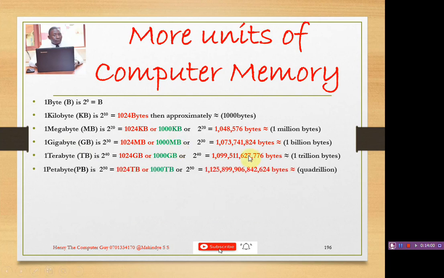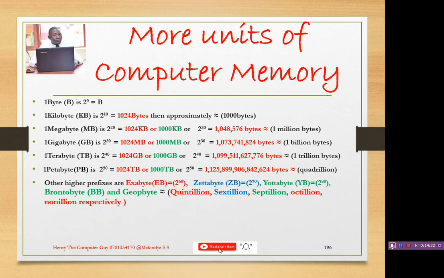Then after a terabyte, we go to what we call a petabyte, and that is 2 to the power 50, which is 1024 times the previous, which is the terabyte. Or 1000 terabytes give us what we call a petabyte. Or if you put it on the calculator, it will give you this. Then that one is made to be a quadrillion. So they add other 3 zeros from 1000 to million to billion to trillion, then quadrillion.